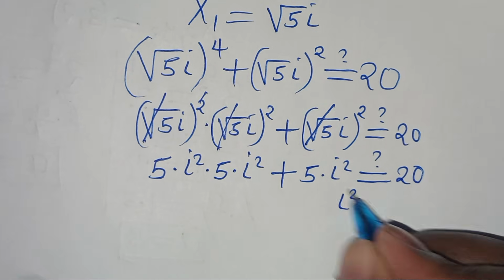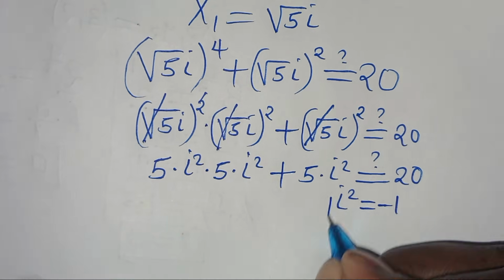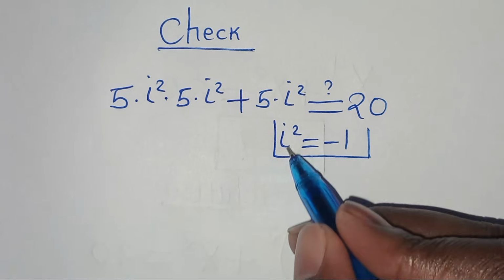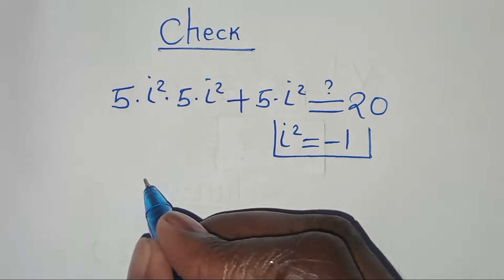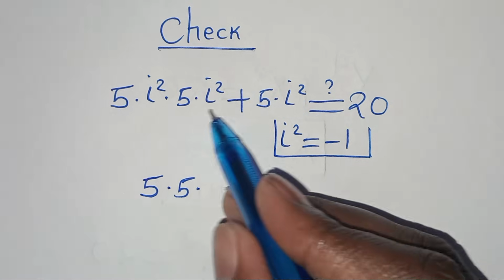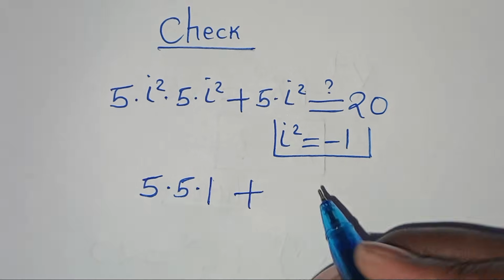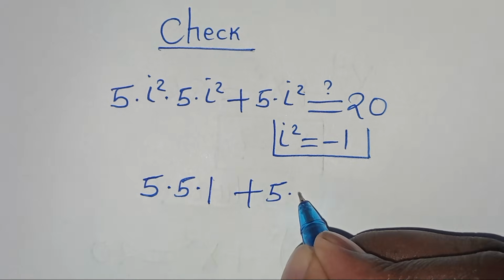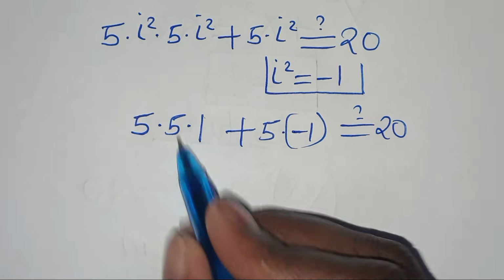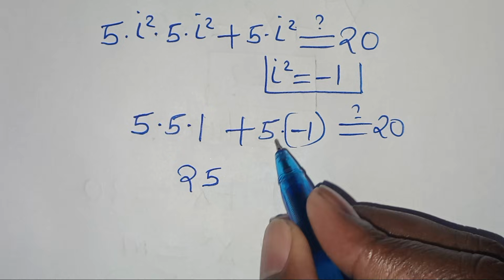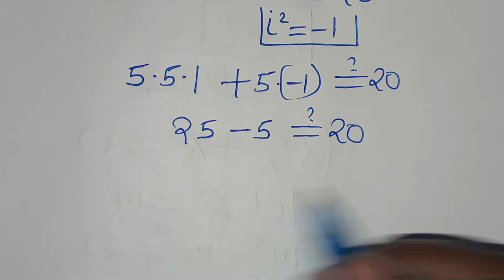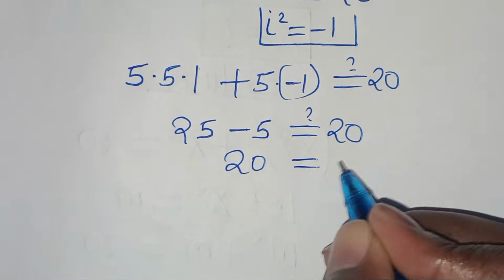We have i squared, which is the same thing as minus 1. So we have 5 times 5, then times minus 1 times minus 1, which is 1, then plus 5 times i squared, which is minus 1. This should give us a value of 20. 5 times 5 is 25. Then 5 times minus 1 is minus 5. 25 minus 5 is 20, which is equal to 20.